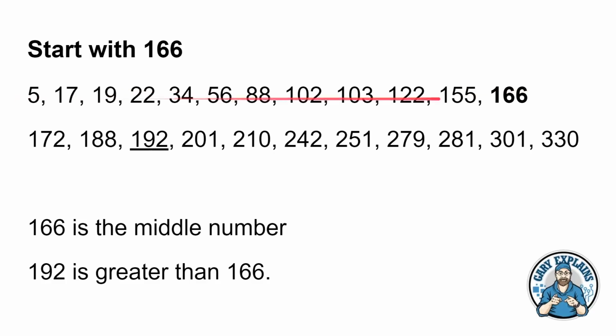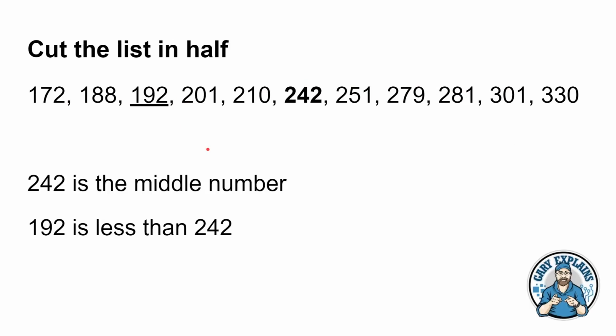I know it's not in that half because it's greater than 166, and because it's ordered data, it's sorted, everything here is less than that. So here's our new list, and we pick again the middle number, 242. There it is, and I say, is it 242? And you say, no, it's less than that. So now we know it's in this half of the list over here.